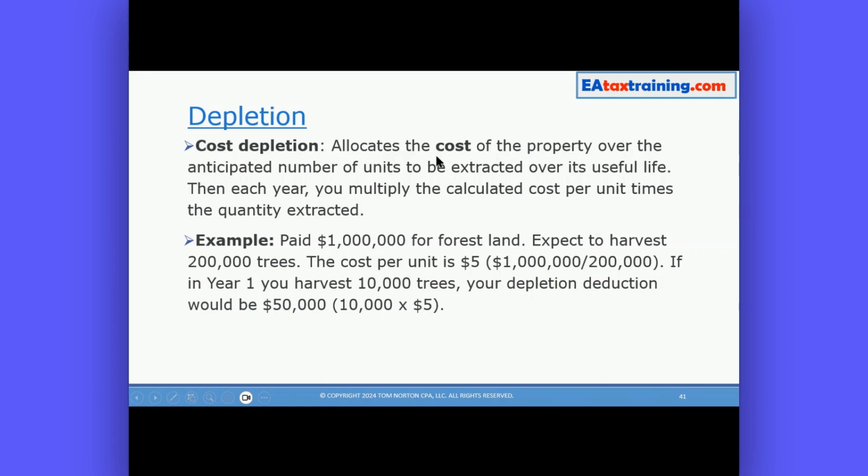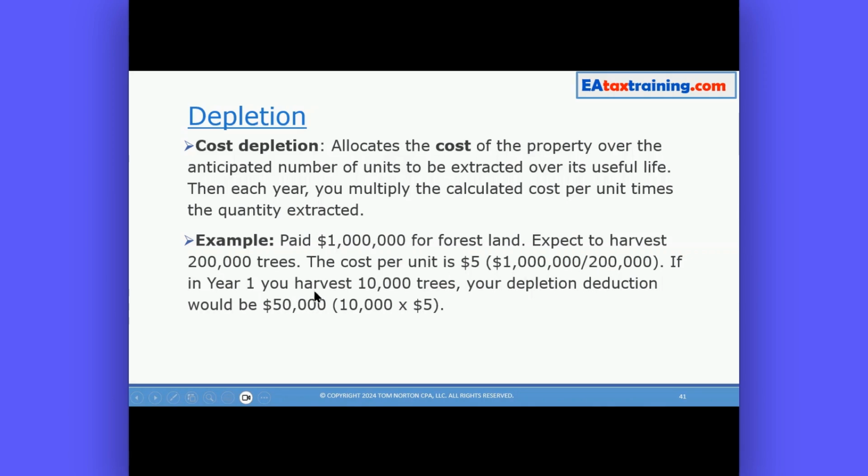Cost depletion allocates the cost of the property over the anticipated number of units to be extracted over its useful life. Then each year you multiply the calculated cost per unit times the quantity extracted. So, for example, a business pays $1 million for forest land. They expect to harvest 200,000 trees eventually. Over time, they're going to extract 200,000 trees. So the cost per unit is $5. It's $1 million cost over 200,000 trees.